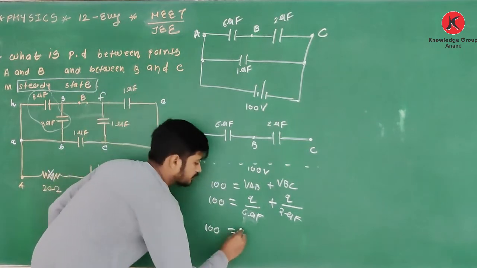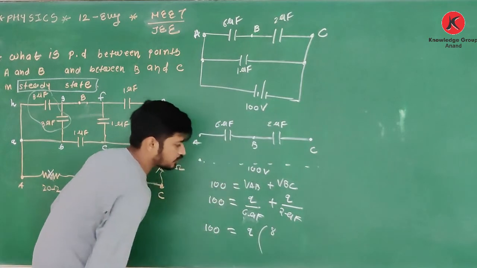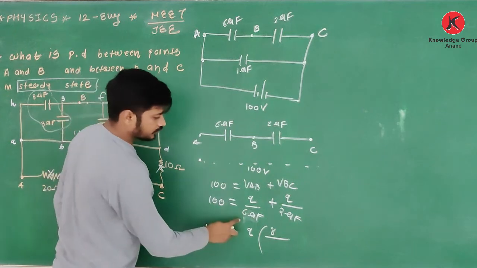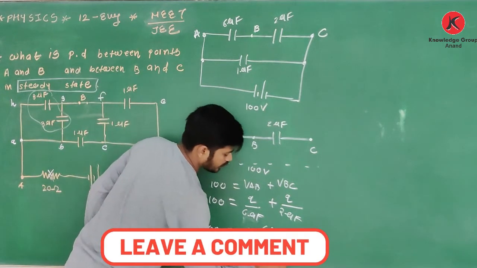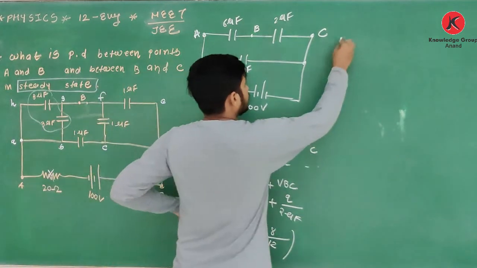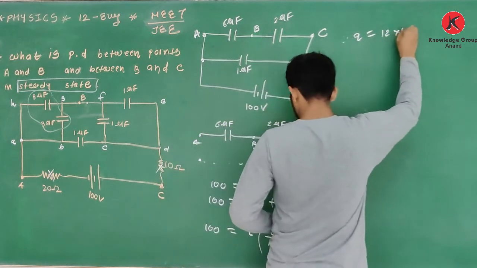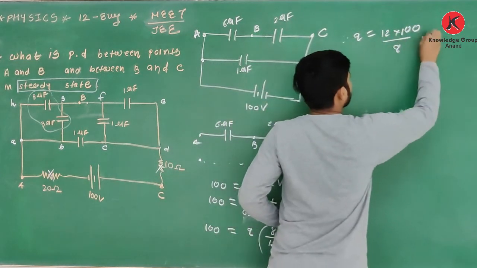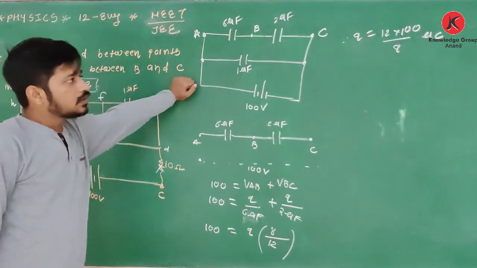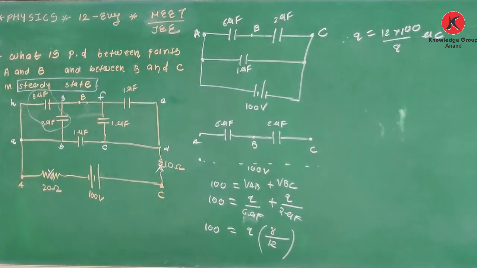So if I take Q common, then 100 is equal to Q common, and the addition means 6 plus 2, it is 8 microfarad, divided by 6 into 2, which means it is 12. Simple. So if I make Q the subject, then Q is equal to 12 into 100 divided by 8 microcoulomb.